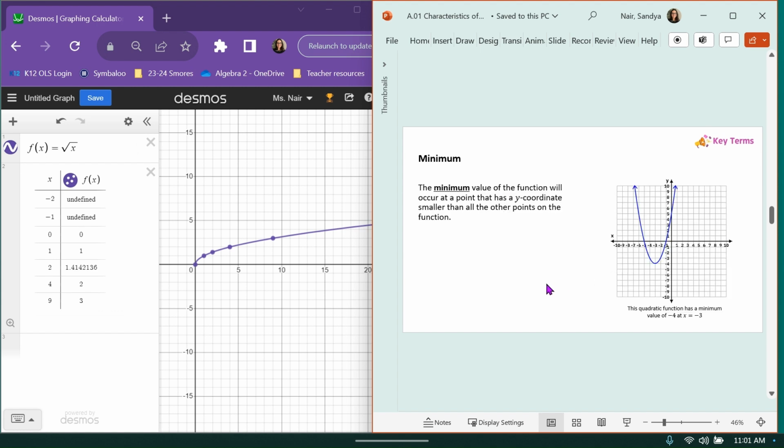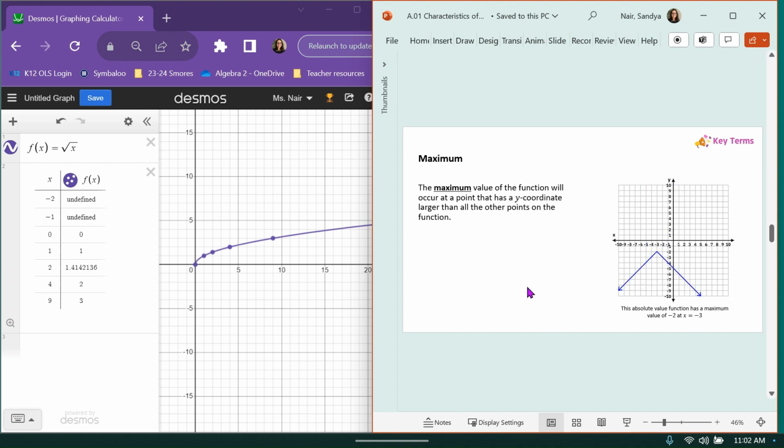So square root functions can have a minimum or a maximum value. The minimum value will be at a point that has a y coordinate that's smaller than all the other points on the function. So if we look at this quadratic function in this graph, it's going to have a minimum y value at -4. Okay, so always remember we're looking at y when we're talking about maximum or minimum. So that means that we would say this function has a minimum value of -4 because that's the y value, and that occurs at x equals -3.